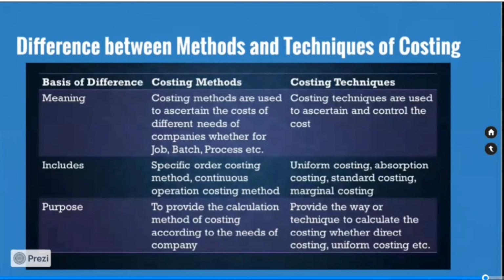Number two, the costing method includes specific order costing method and continuous operation costing method, while costing technique uses direct costing, absorption costing, standard costing and marginal costing. Last but not least is the purpose. For costing method, it provides the calculation method of costing according to the needs of the company, while costing technique provides the way or technique to calculate the costing, whether direct costing, uniform costing and so on.